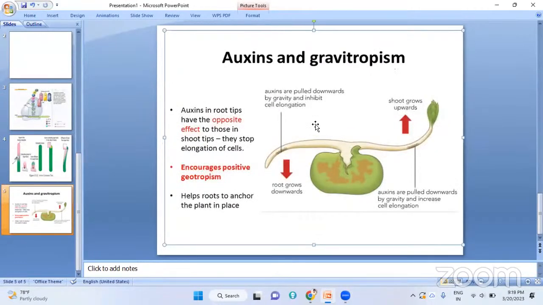So auxin, first, indoleacetic acid. This is the common thing. Already you know the introduction about auxin. Natural auxin, yes. The first discovered auxin is also indoleacetic acid, IAA. The bioassay is the Cholodny-Went theory, which explains the existence of auxins.